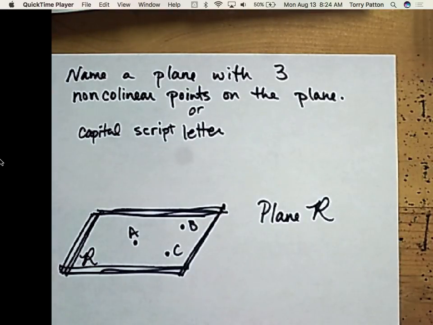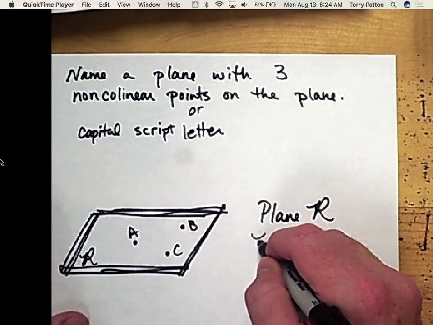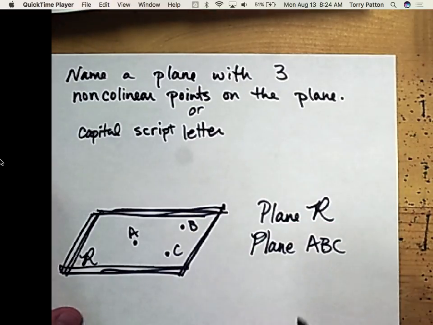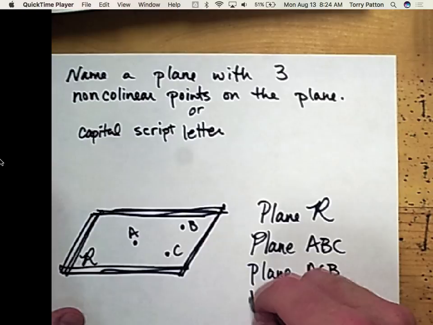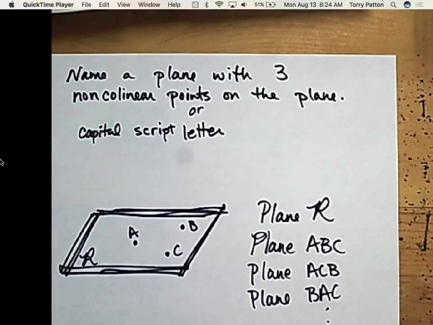Okay, there's not another capital letter, but are there three non-collinear points? Are A, B, and C collinear? What would make them collinear? If they were all in a straight line. They're not, right? So we have three non-collinear points, so we can name the plane. We could call it plane ABC. You could also call it plane ACB or plane BAC, and so on. Any order of those three letters.